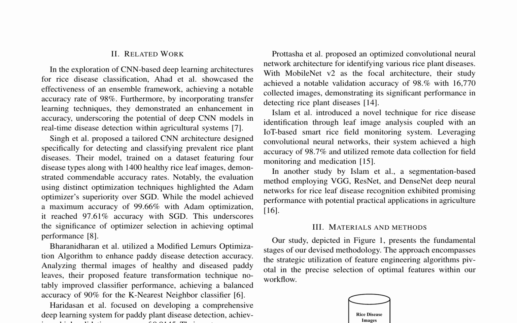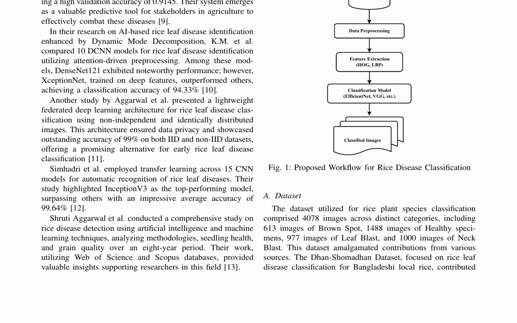Notably, Agarwal et al. presented a lightweight federated deep learning architecture for rice leaf disease classification, ensuring data privacy and showcasing outstanding accuracy of 99% on both IID and non-IID datasets. Transfer learning has also been employed across 15 CNN models for automatic recognition of rice leaf diseases, with Inception v3 emerging as the top-performing model, achieving an impressive average accuracy of 99.64%.